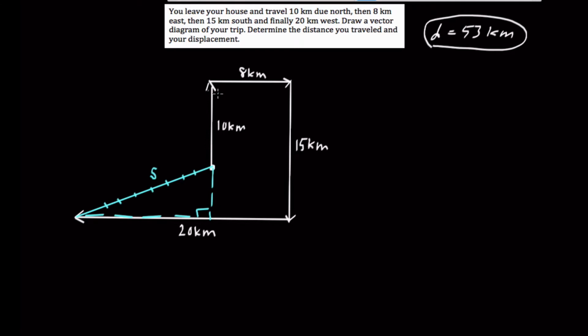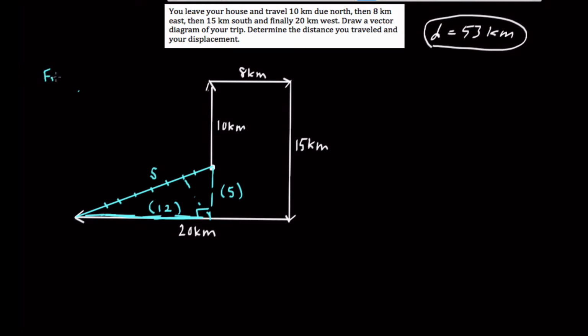If I know that the magnitude of this vector is 10, and then it went 15 down, I know that this little section here must be 5 kilometers. If this is 8 in this direction, and then it backtracked 20, then this part right here must be 12 kilometers. So I have a right triangle here with legs of 12 and 5. This would be the hypotenuse, right? It's opposite that right angle. I can calculate that using the Pythagorean theorem.